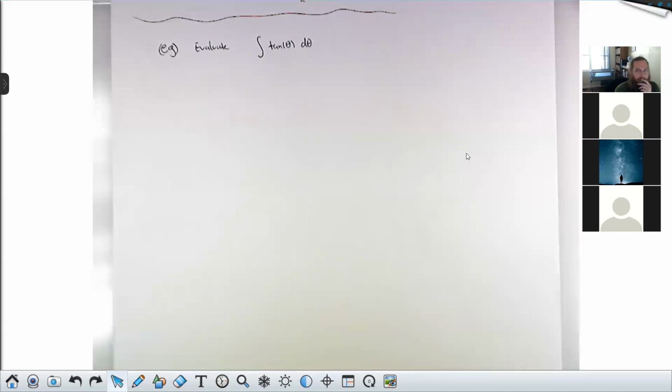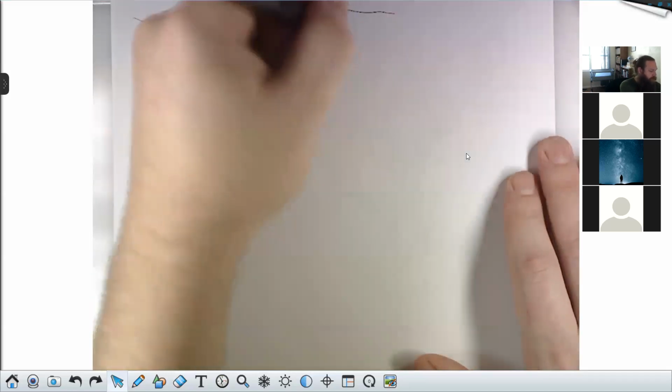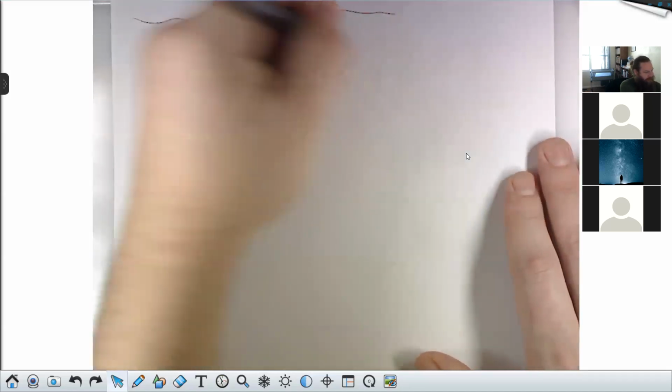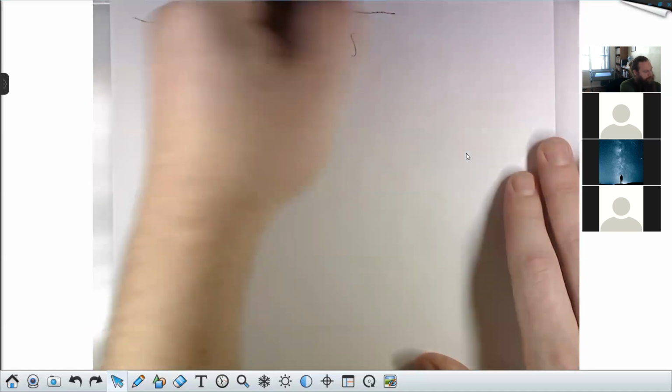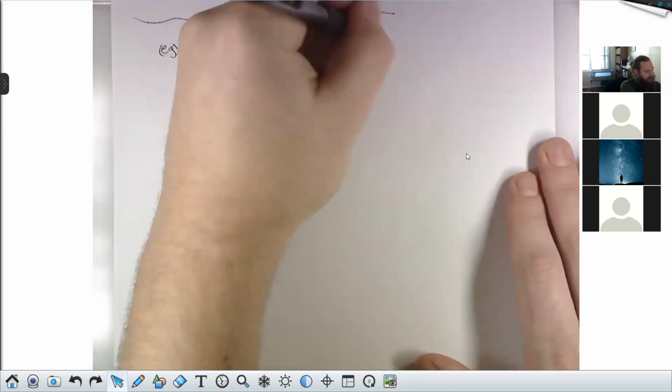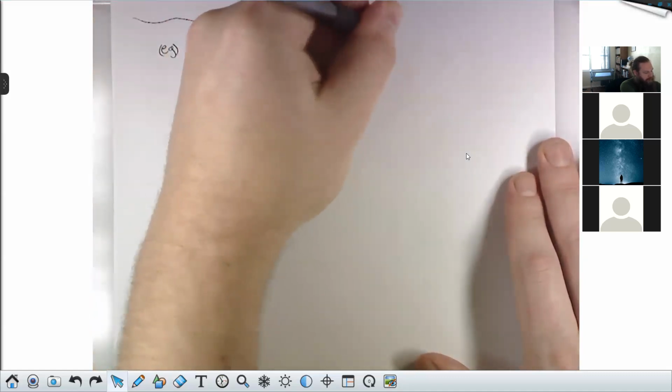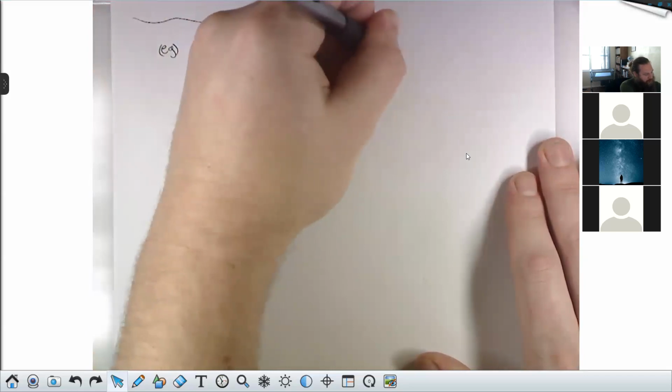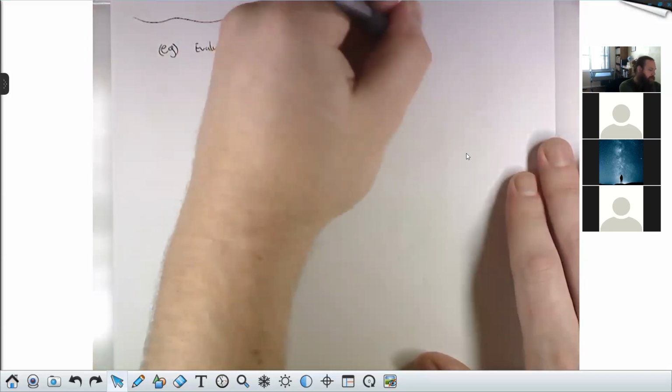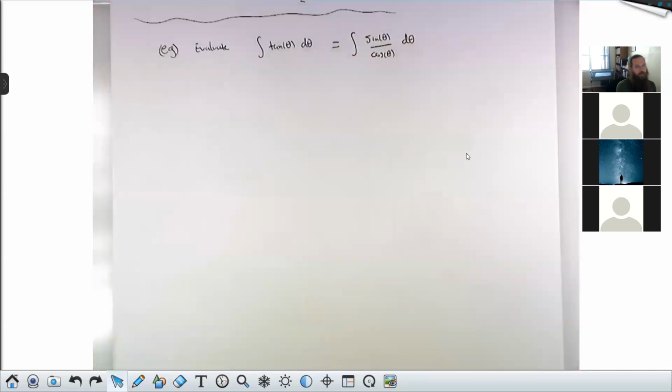Change it to sine over cosine. Good, that's a good first step, right? It's really the only thing we can do. There's not much else that's going to jump out, at least not much that's natural. But tangent theta is definitely sine theta over cos theta. So our integral is now the integral of sine theta over cos theta d theta. And looking at this through the lens of u substitution, what could we try?